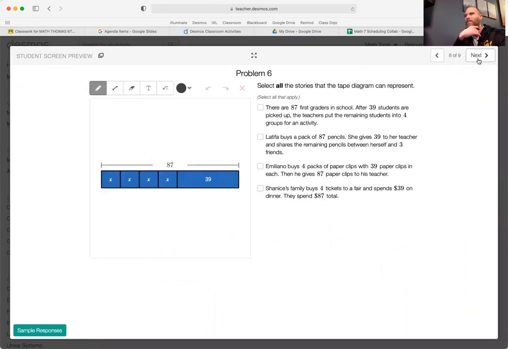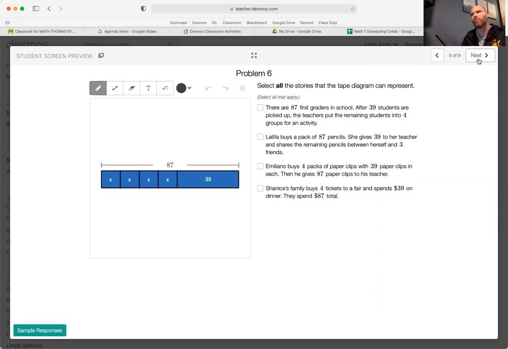Select all the stories that this tape diagram could represent. All right, it looks like x plus x plus x plus x plus 39 equals 87. So the first one says there are 87 first graders in the school. After 39 students are picked up, the teachers put the remaining students into 4 groups for an activity. So there's 39 students that exist in some block, and then the other students get split into 4 equal pieces.